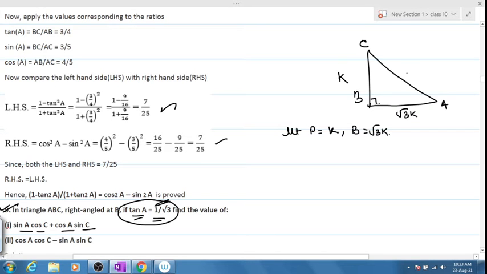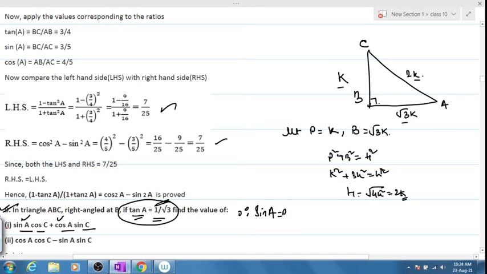Can we get this by Pythagoras theorem? P square plus B square is equal to H square. Can we get this how much? 2K. K square plus 3K square is equal to H square. H will be equal to root over 4K square, equals 2K. I hope this is clear to everyone. Yes, sir. Now, when we have all the values of the sides, can we calculate sin A and cos A from here?